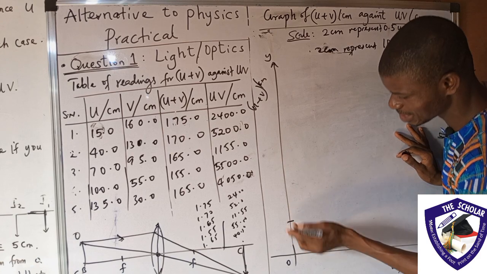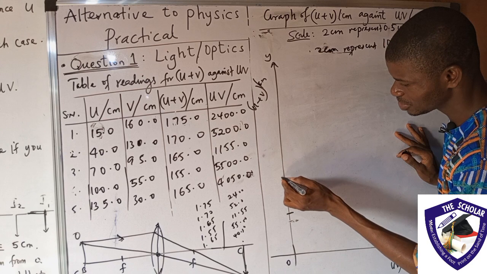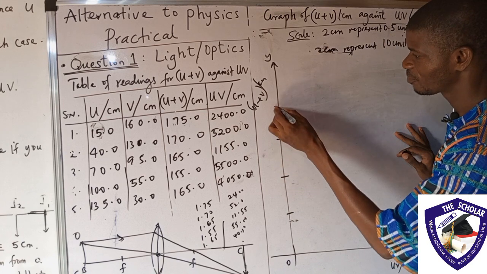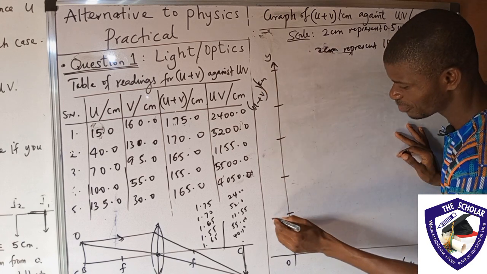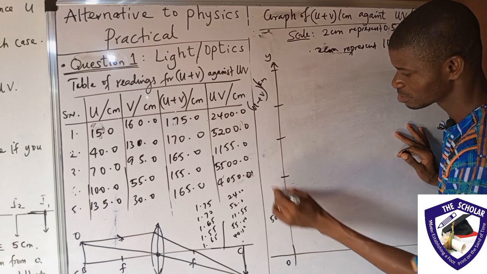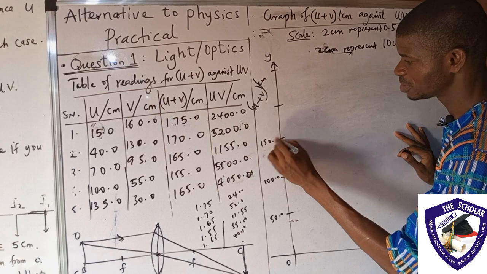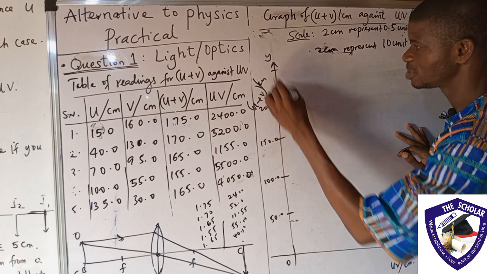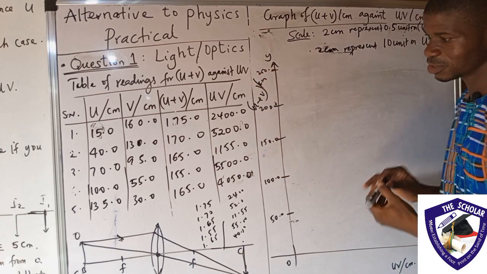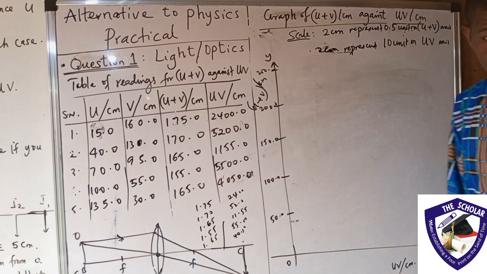So let's say these are my scales here: 1, 2, 3, 4, 5. So this will be 50.0, 100.0, 150.0, 200.0, 250.0, which would accommodate what I have here.